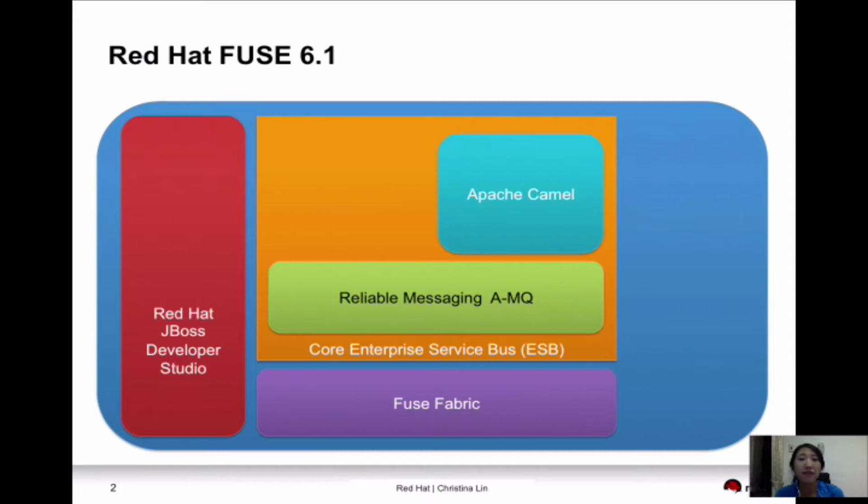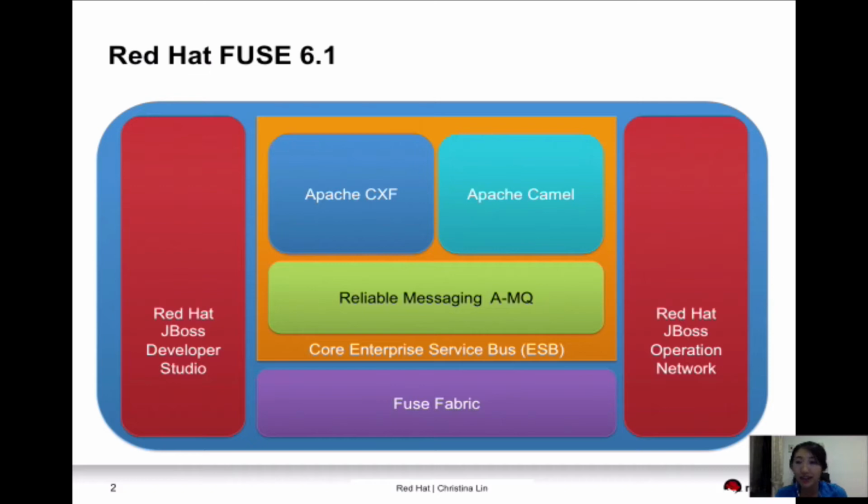On top of that, we have Apache Camel. Apache Camel is the integration framework that allows you to publish all your services and do all the routing of different services with your ESB. We also have Apache CXF, which is for web services and RESTful web services. On the other hand, we also have JBoss Operations Network, which allows you to monitor all the JBoss infrastructure.